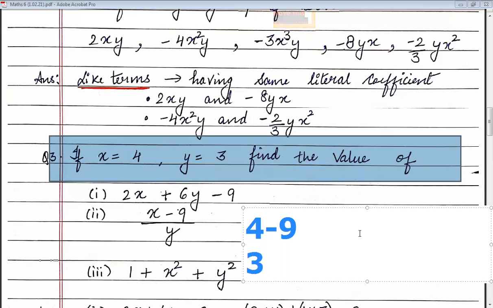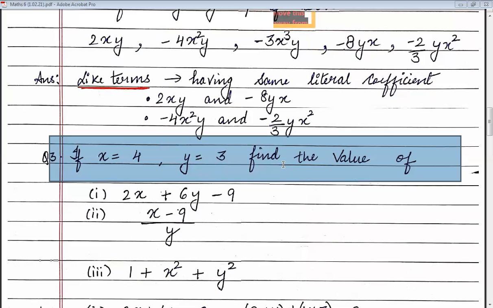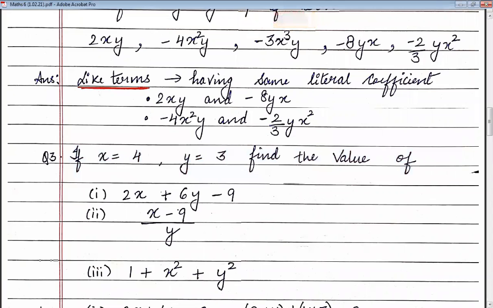What you will get here after solving this? 4 minus 9, that is minus 5. And after that minus 5 divided by 3. So this is your final answer. Minus 5 upon 3, and then you can convert it into mixed fraction and your answer will be minus 1, 2 upon 3. Is it clear students? Let's move on to our question number 3, third part.